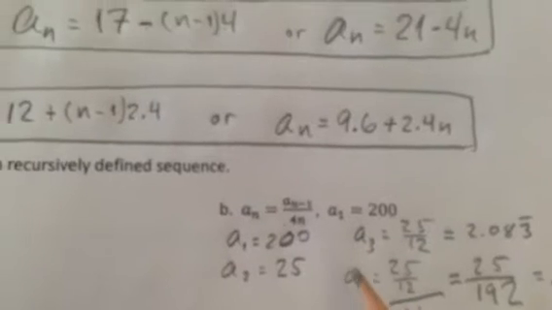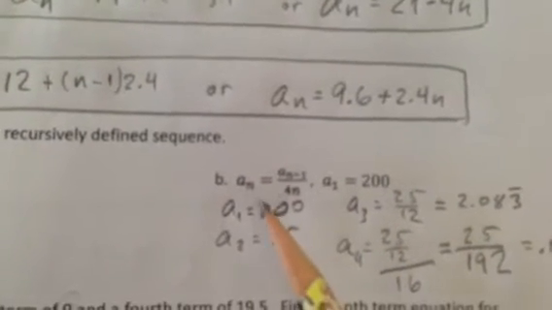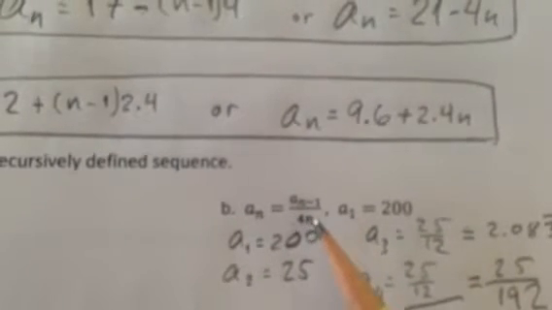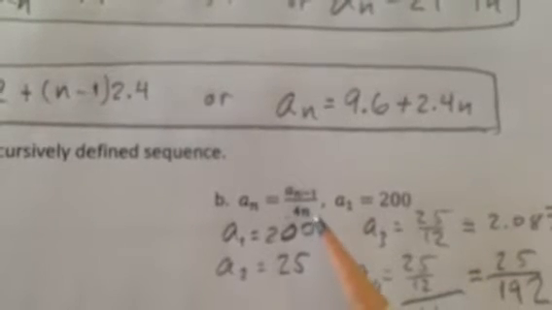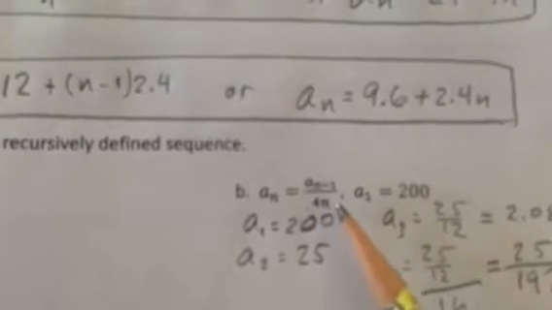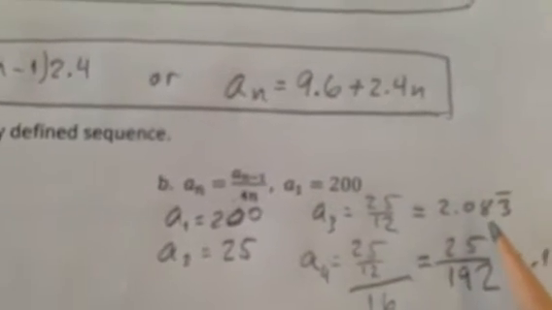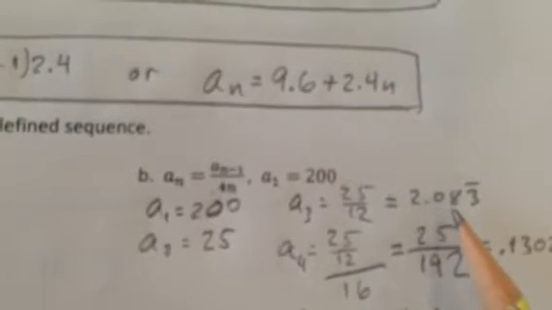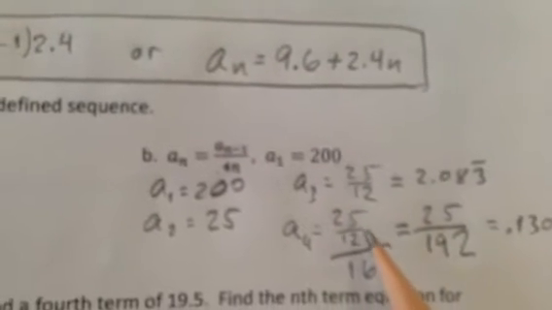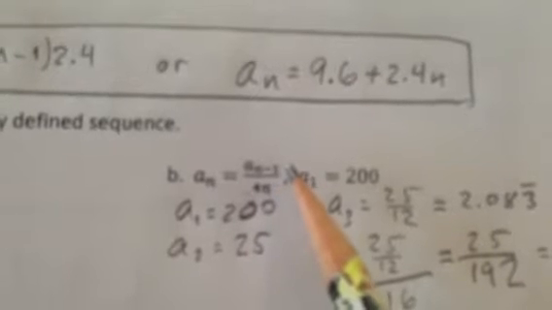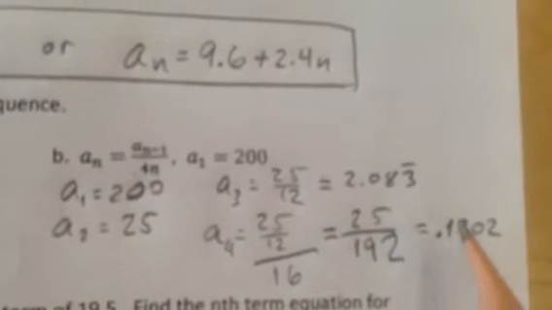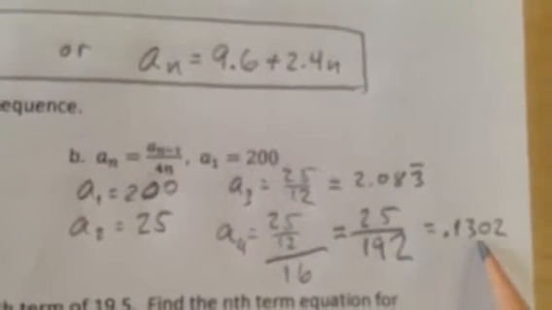To the next problem, similar idea. Our first term is given, so to find a sub 2, the second term, I'm going to say my first term, 200, divided by 4 times 2. All right, so 200 divided by 8 is 25. Then I'm going to take 25 divided by 4 times 3. So that's 25 over 12. You might have gotten a calculator to get that, 2.083 repeating. And then doing that one more time, taking this value as my a sub n minus 1, divided by 4 times 4 now for the fourth term. And that gives me either this fraction or that decimal number right there.